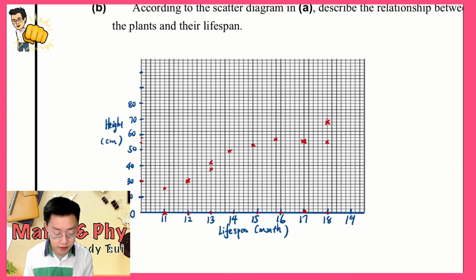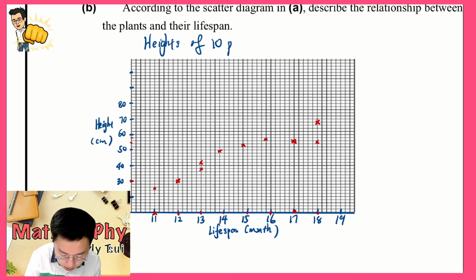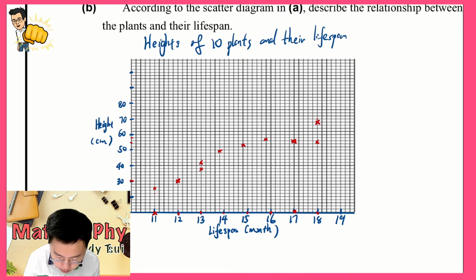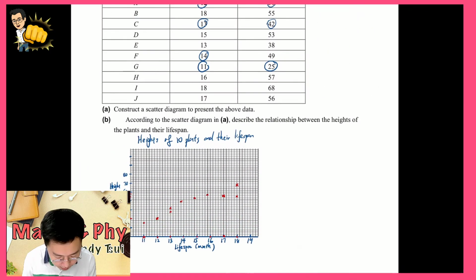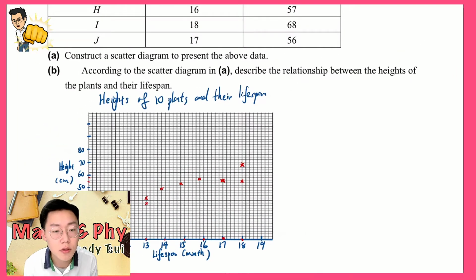All right, so we need to give a name to it. It should be the height of 10 plants and their lifespan. Now for part B, let's look at it. It asks you to answer according to the scatter diagram in part A. It asks you to describe the relationship between the height of the plants and their lifespan.